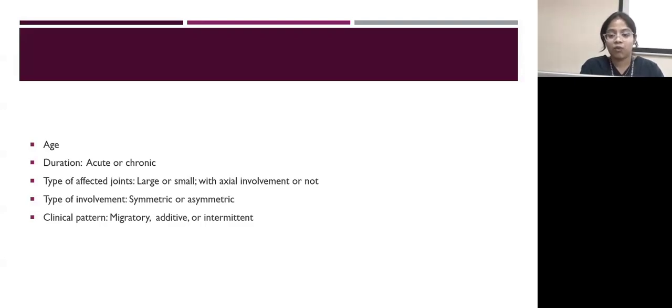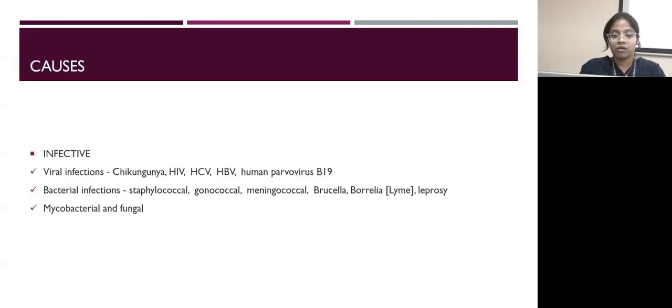It can be large or small joint involvement, symmetric or asymmetric, and migratory, or it can be additive, where one joint will be involved followed by another joint and another joint, or it can be intermittent, where we have joint pains followed by relieving symptoms and again joint pains. So based on it, we can classify the causes of polyarthritis into infective, post-infective, or reactive.